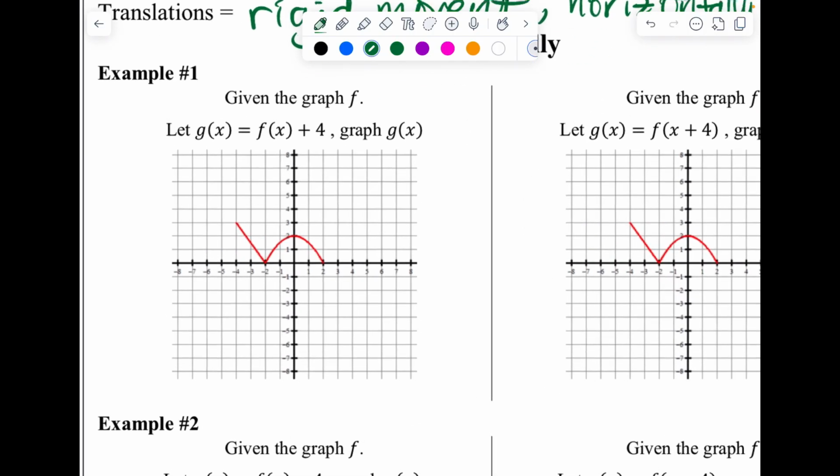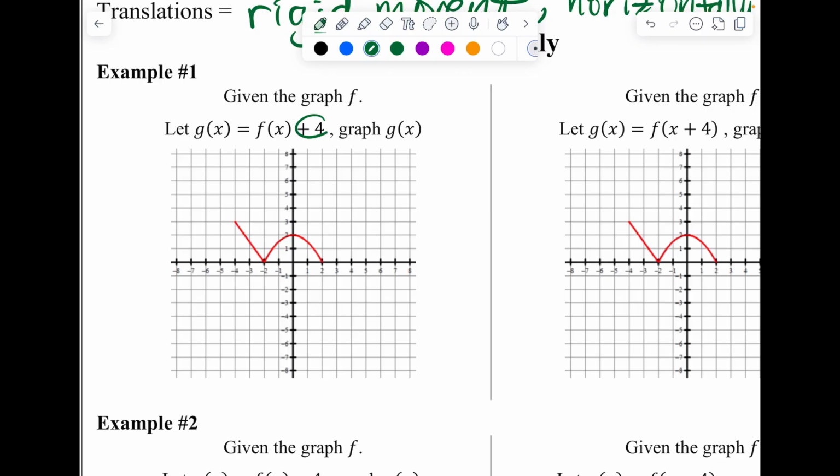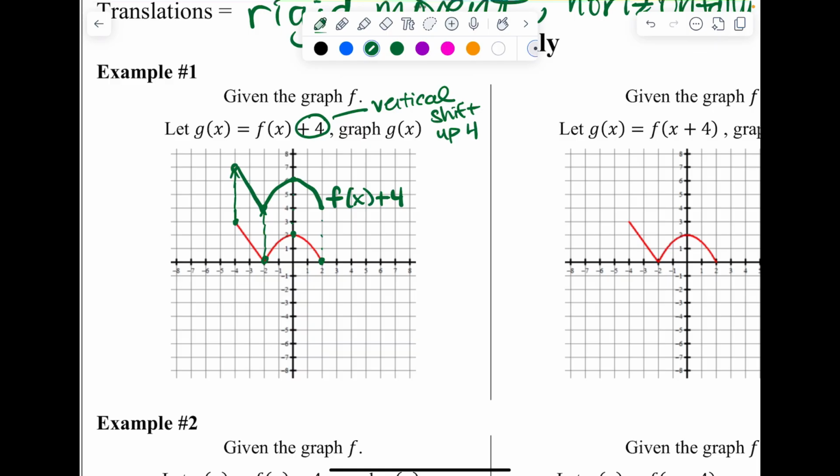Okay, so for example, if we see something happen outside of the parentheses, we know that it's going to be a vertical. And if it's adding or subtracting, this is a shift. So if I see a vertical plus, that means an upwards shift, up 4. So I'm going to take every point on my graph and shift it up 1, 2, 3, 4, and we're going to recreate that graph. Okay, so this is f of x plus 4, which is f of x shifted up 4 vertically.